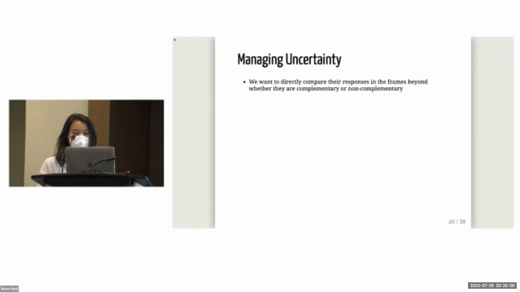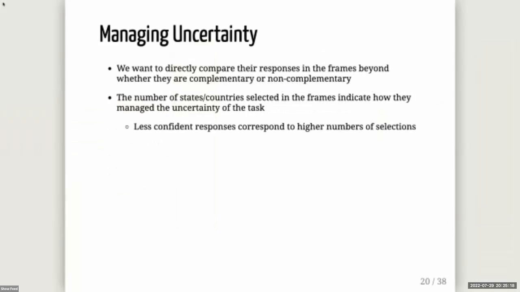So to summarize, if we want to move forward and talk about things beyond just whether or not an individual provided a complementary or non-complementary response, we can look at the number of states or countries that they selected in the frames to look at how they manage the uncertainty of the task. We're assuming that a smaller number of selections in the present frame corresponds to a less confident response, and a larger number of selections corresponds to a more confident response.